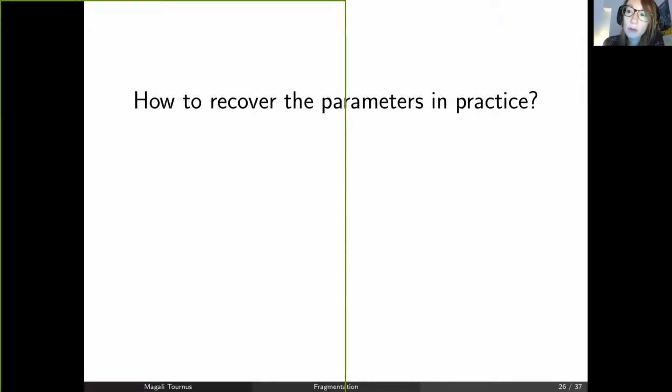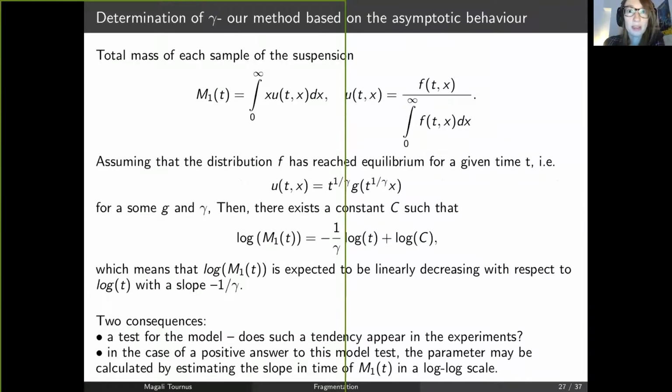For the theoretical parts, we only use the asymptotic profile. But we need to recall that Wei-Feng provided us more data. It provided us the profile for different times. And actually, we can determine gamma from the history of the experiment. So how do we do that?